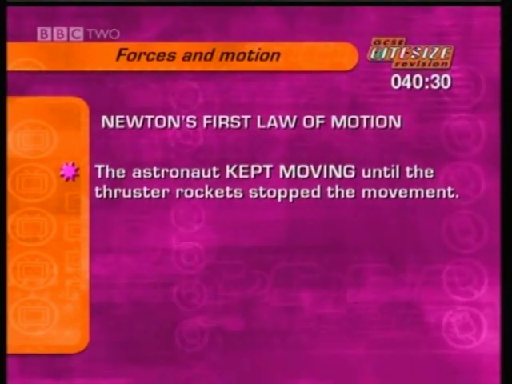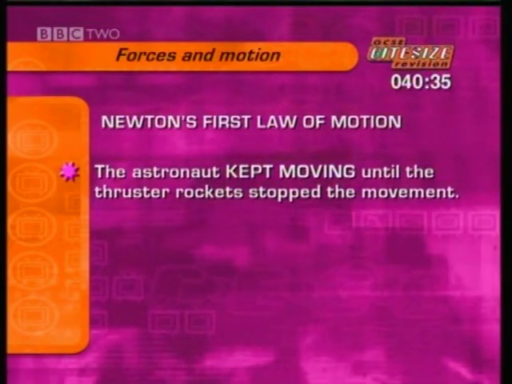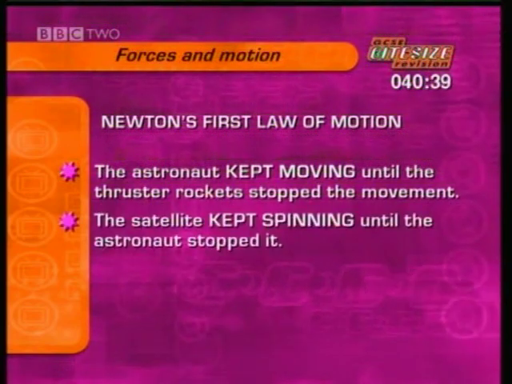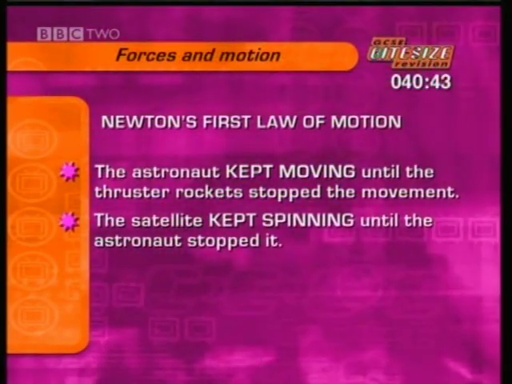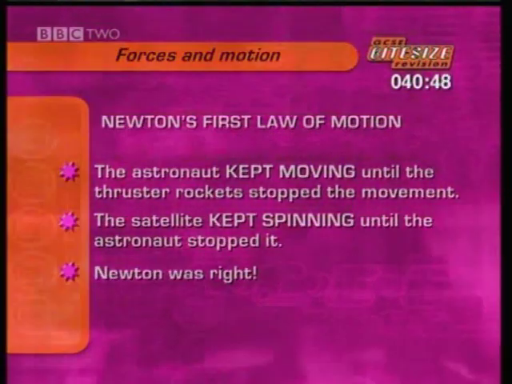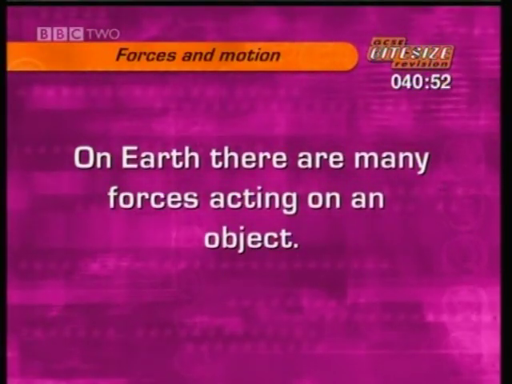You might have noticed that, floating in space, the shuttle and the astronaut did keep moving until they used their thruster rocket to stop the movement. Also, we saw that the satellite would keep on spinning until the astronaut managed to stop it. So Newton was right. On Earth, there are many forces acting on an object.